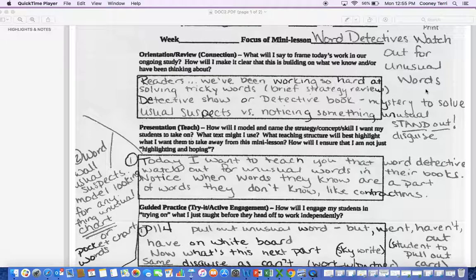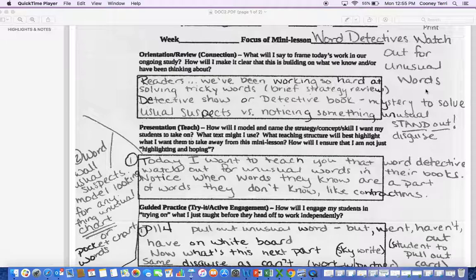I would say, readers, we've been working so hard at solving tricky words. I would like for you to quick turn and talk with your partner about some of the strategies we have discussed to solve tricky words. I would listen in as the partners discussed, and after a moment, I would then call attention to a couple of the strategies that were shared, again referencing the previously created anchor chart.